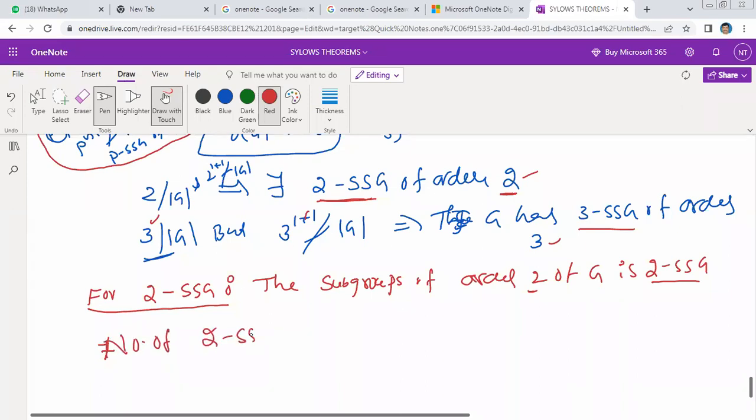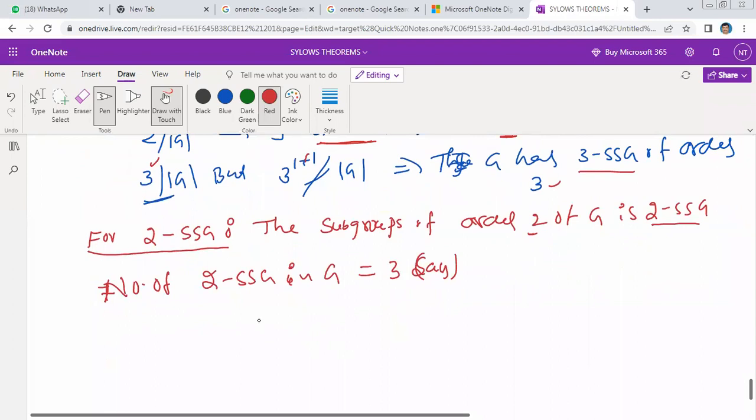The number of 2-Sylow subgroups in G is equal to 3. Say they are H1, H2, H3.